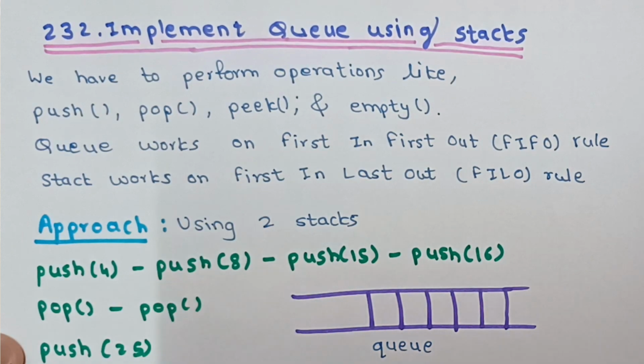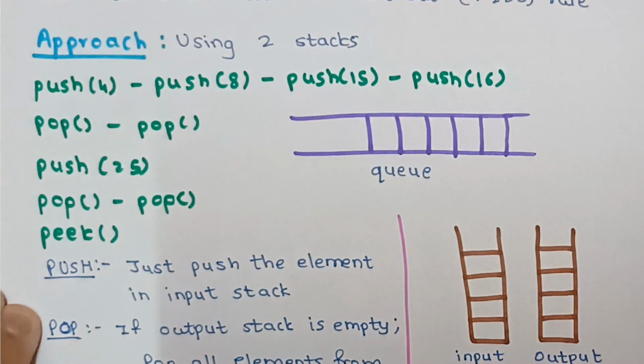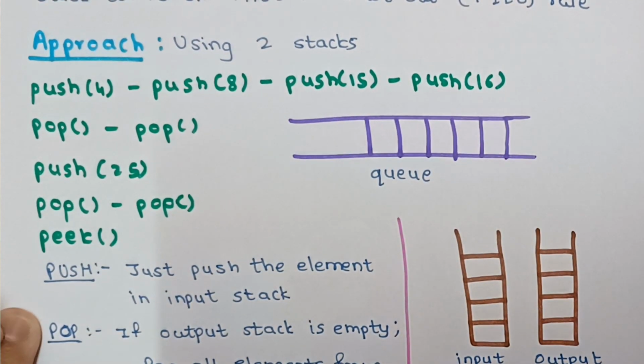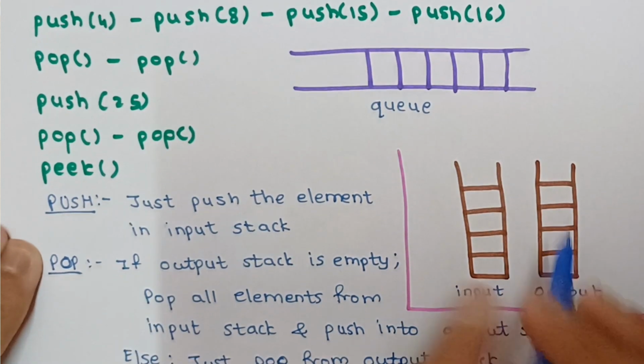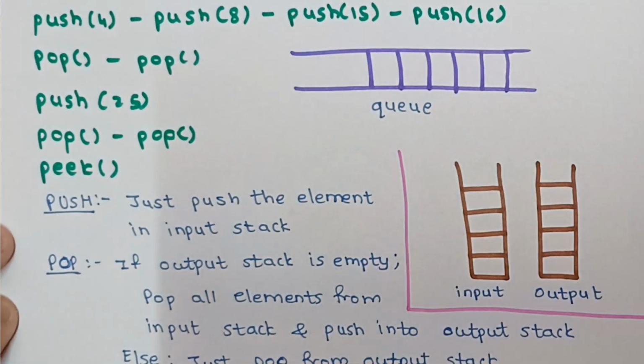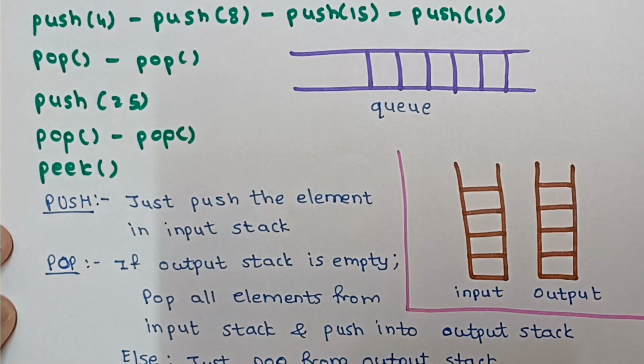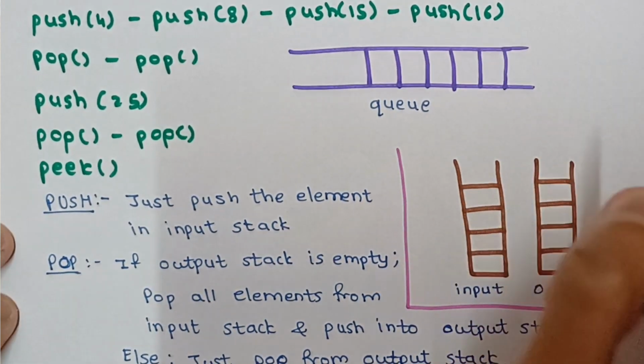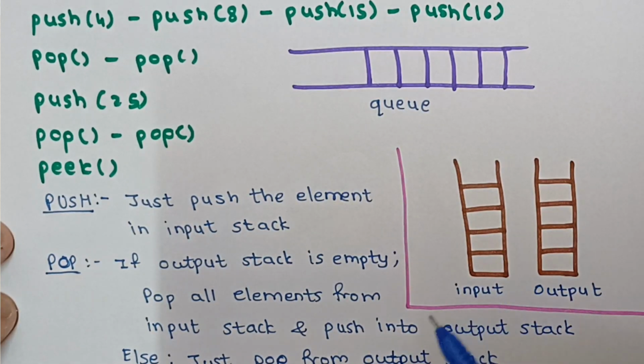We have to use two stacks. Here are the two stacks, input and output. And here is the queue. I have drawn this queue for illustration, to understand the approach and the problem better. We do not use the queue directly; we have to use the stacks to implement the queue.